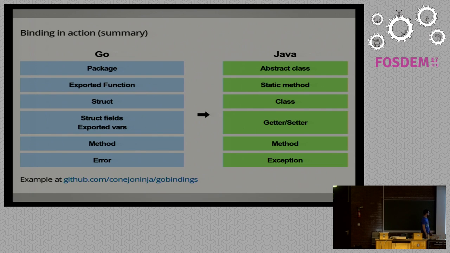Binding. As I said, the SDK application will generate some bindings. This is what you have in Go, and this is what will be transferred in Java. You can see the example here later if you really want to take a look at what is actually generated. Things I will point out are exported variables or struct fields. They get a getter and setter, and an error in Go will be an exception in Java.